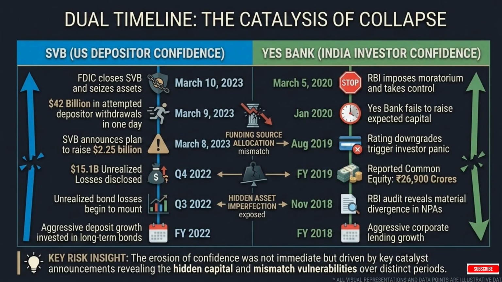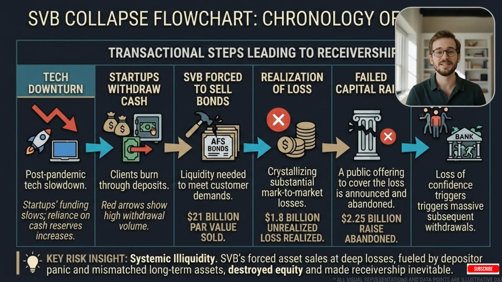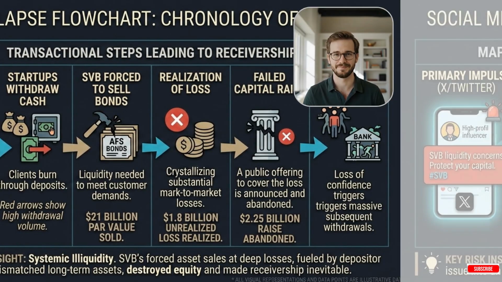Yes Bank's was a slow-motion investor confidence drain due to regulatory audit revelations and asset quality concerns. SVB's collapse followed a chain of transactional steps. The tech downturn led to startups withdrawing cash, forcing SVB to sell bonds at a loss, realizing $1.8 billion. The failed $2.25 billion capital raise announcement triggered mass panic and receivership.